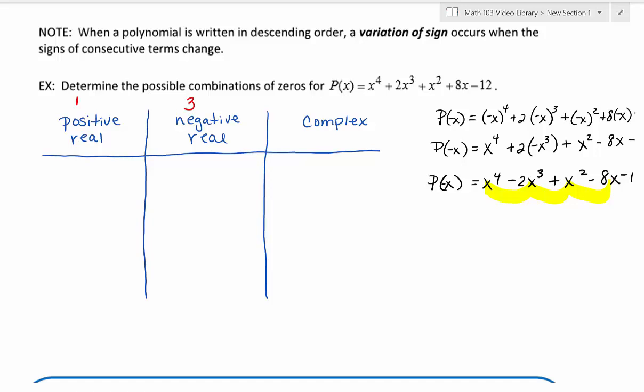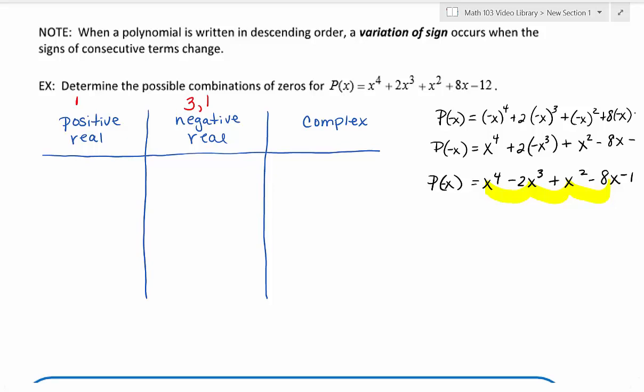If I subtract 2 from 3, I get 1. Is 1 a number that makes sense when we're talking about a quantity? Yes, it does. So we have a second option for negative real zeros. Now we're going to subtract 2 a second time. 1 minus 2 is a negative 1. Does a negative number make sense when we're talking about quantities? No, it does not. So that is not an option. Our only 2 options for negative real zeros are 3 and 1.